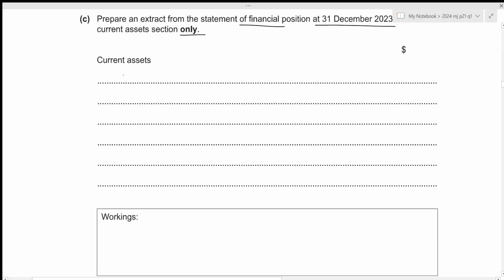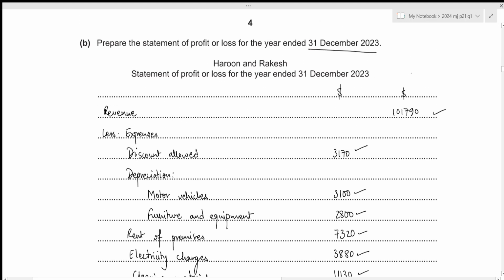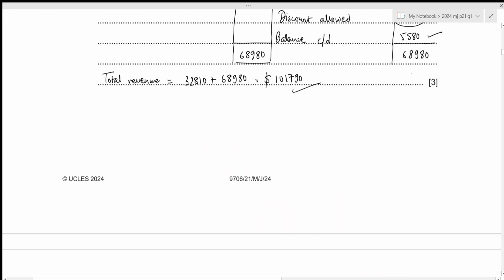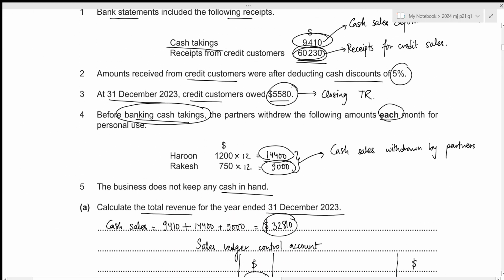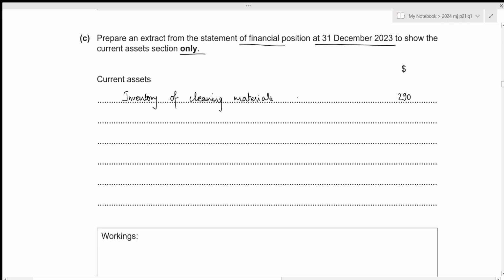So the first item will be inventory of cleaning materials, which is 290. Then we also have the closing value of our trade receivables within the first part. It's right here, 5,580. So we need to include this as well. Let's write it down. So we have the trade receivables of 5,580.